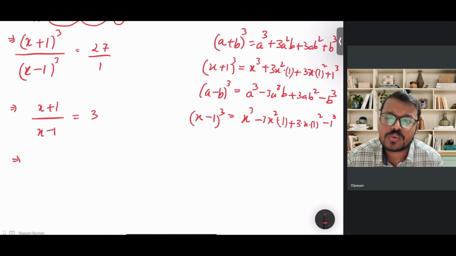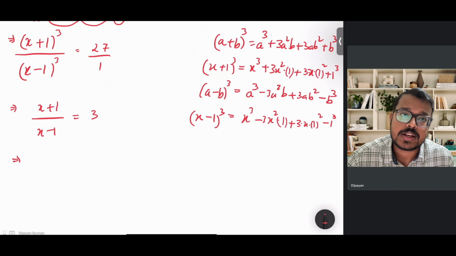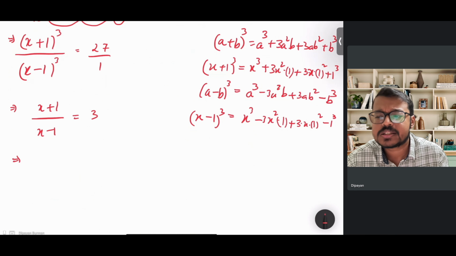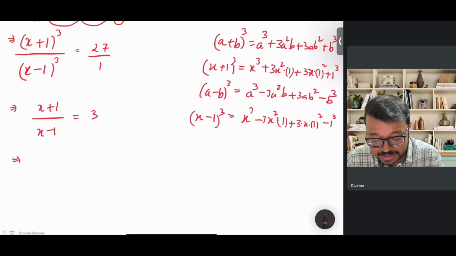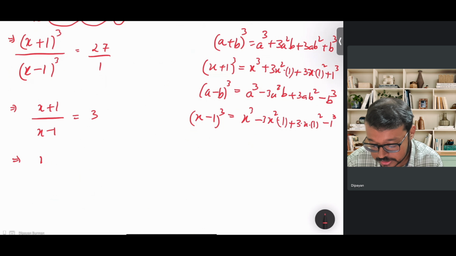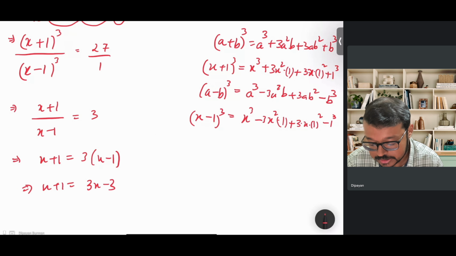Now I don't have to again apply componendo and dividendo. You can use it and then you will find the value of x, but here it's just a linear equation in x, so no need to really apply anything. We can just move the x minus 1 to the other side. So x plus 1 equals 3 into x minus 1. So x plus 1 is equal to 3x minus 3.